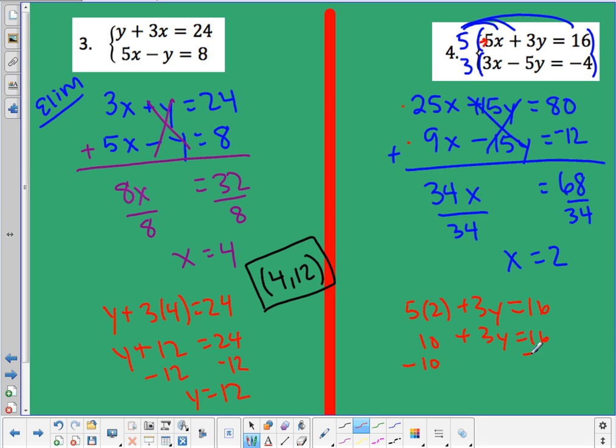Subtract the 10. 3y equals 6 and divide by 3. So I end up with y is equal to 2. So my solution here, when I put it all together, would be x first, which is 2, then y, which is also 2.